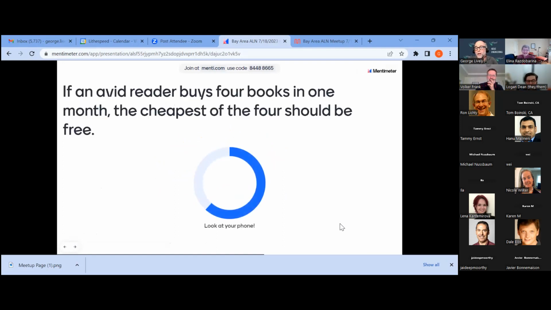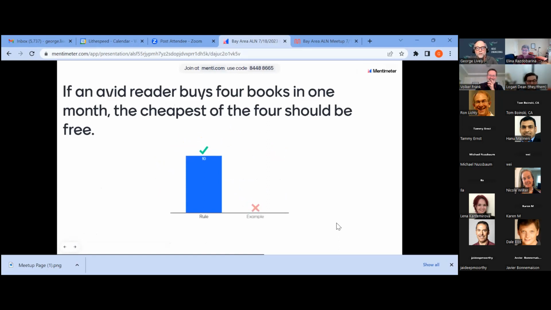If an avid reader buys 4 books in 1 month, the cheapest of the 4 should be free. Rule or example? Very quick. All right, very nice. Everyone did well on that one as well. So that is a rule. It might seem like this is a concrete example of an avid reader. The adjectives sometimes will trip people up, but y'all are obviously a much more clever audience than we often have.